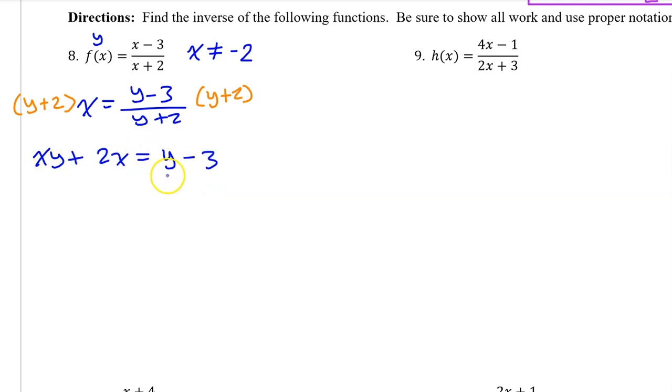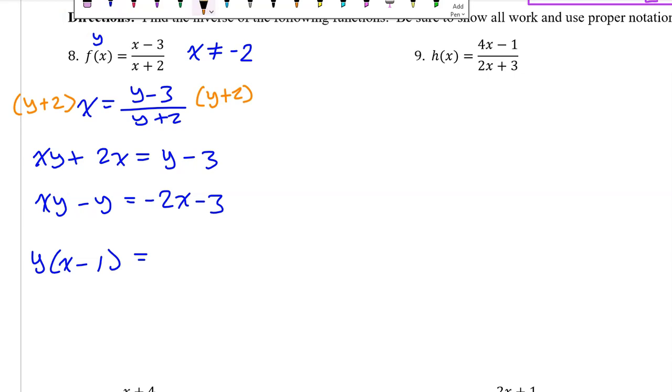On the next step, I will move this term to the left by subtracting y from both sides, and I will move this term to the right by subtracting 2x from both sides. So now we have this. The point of getting all of the y terms on the left side of the equation is so we can factor the y out, like think GCF. So if I factor the y outside of parentheses, on the inside I'm going to have x minus 1.